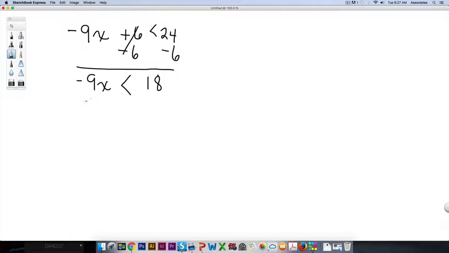He's multiplied times the x, so I'm going to do the inverse. The inverse of multiplying by negative 9 is dividing by negative 9. I'm going to simplify. Multiplying by negative 9 and dividing by negative 9 are inverses, so they cancel each other out. 18 divided by negative 9 is negative 2. But I have to be careful because this is an inequality. I divided both sides by a negative, so the inequality flips.